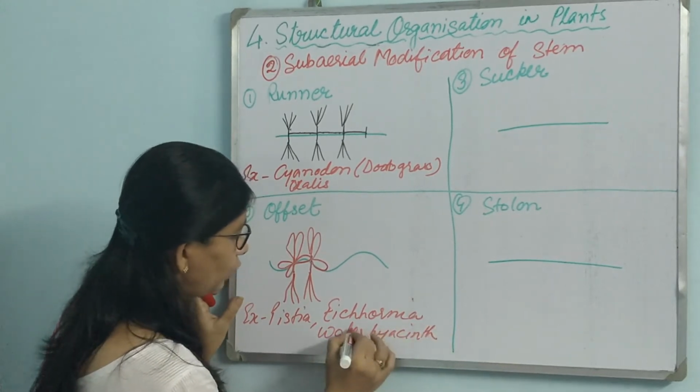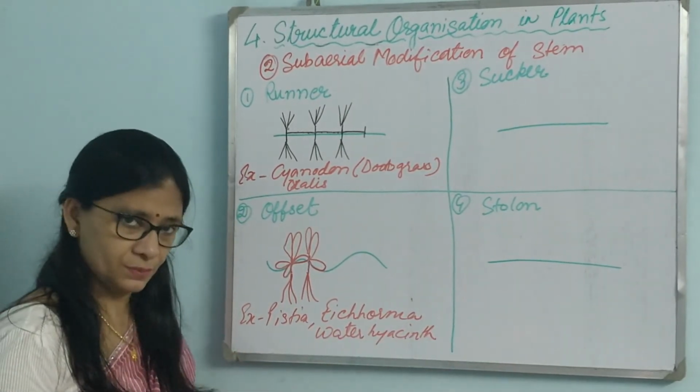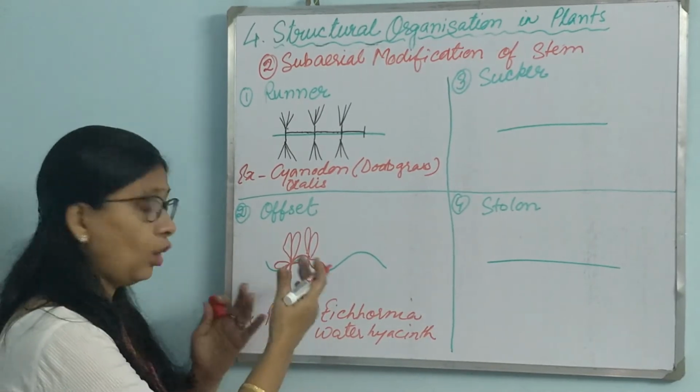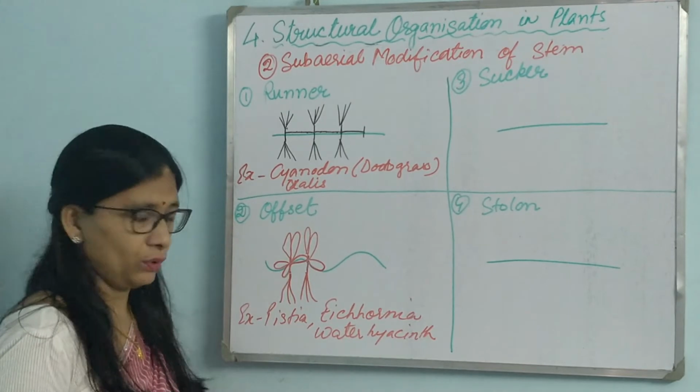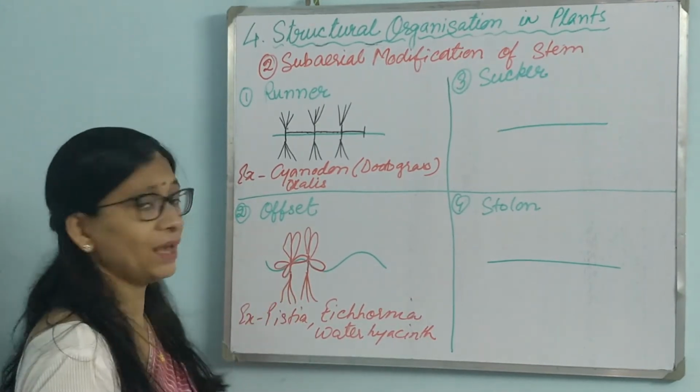So we see that water hyacinth propagates very fast. It is because of this offset. It just gives out propagatory branches everywhere around it. So it propagates very fast. Now the next type is sucker.